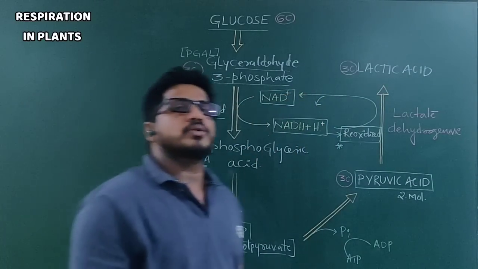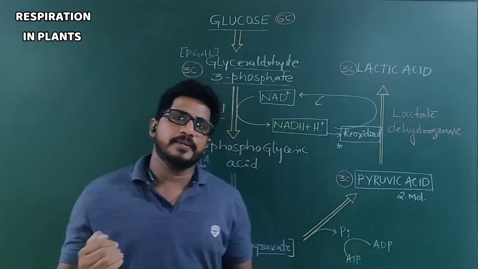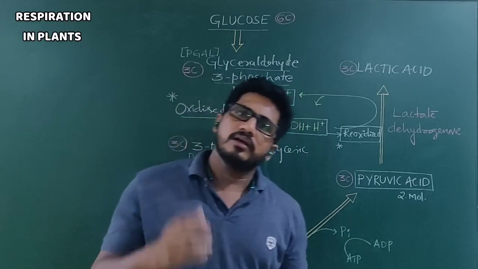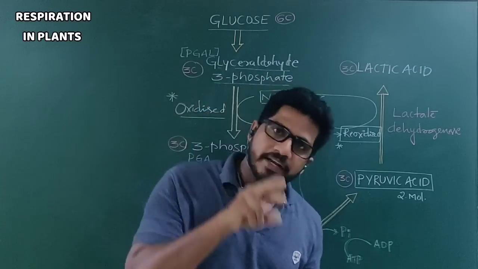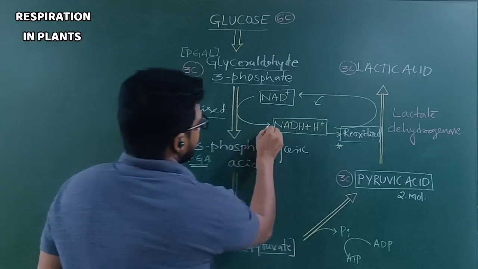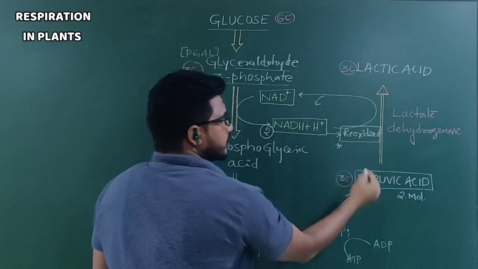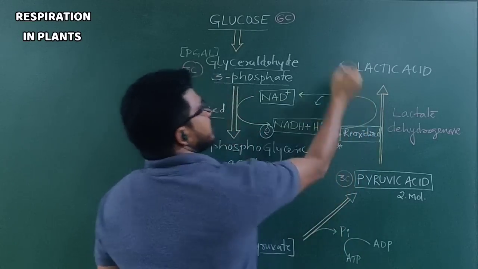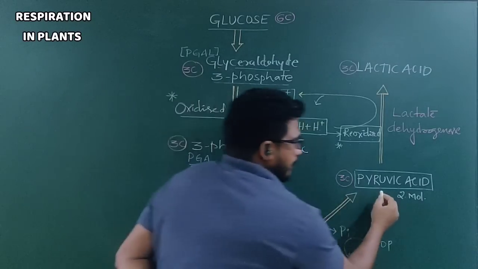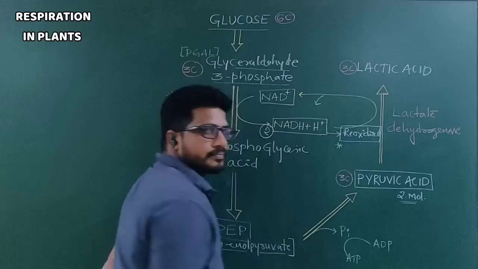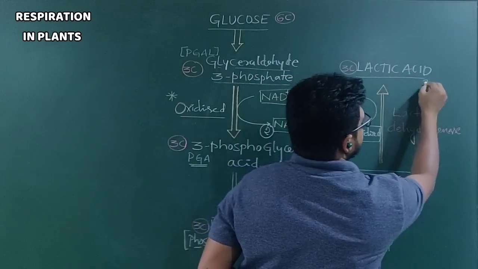So how many NADH2s are forming in glycolysis? 2. In the first cycle, one PGAL goes, one NADH2. 2 PGAL, again DHAP becomes PGAL, so another one. So totally 2 NADH2s undergo reoxidation, so that 2 pyruvic molecules become 2 lactic acid molecules. No need to confuse. How many pyruvic acids are formed? 2. 2 pyruvic acids become how many lactic acids? 2.